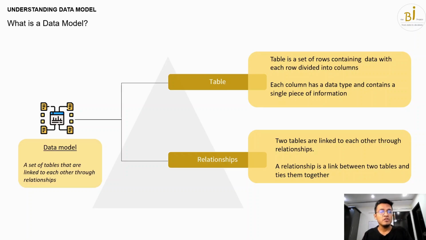So going to the definition, a data model is nothing but a set of tables that are linked to each other through relationships. Now two terms stand out here. One is the tables and the other one is the relationships, right? So let's deep dive into each of these terms.